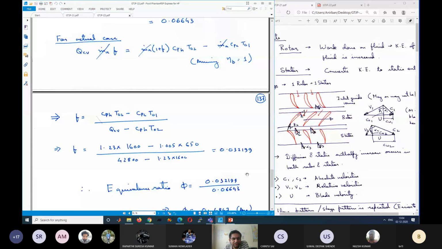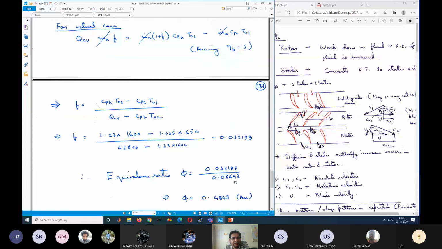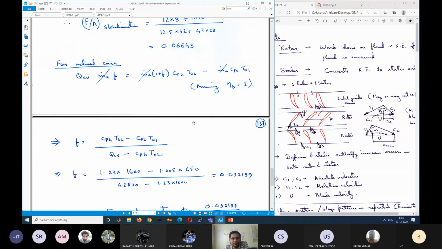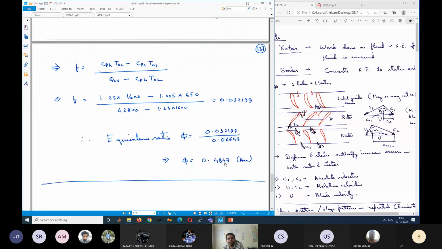So from that energy balance, we get the fuel air ratio as 0.032199. By definition, the equivalence ratio is 0.03299 divided by 0.06443, which is 0.4847. It means it is a very lean mixture, much less than 1.